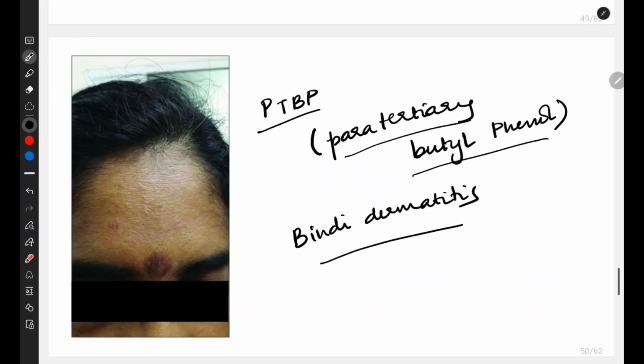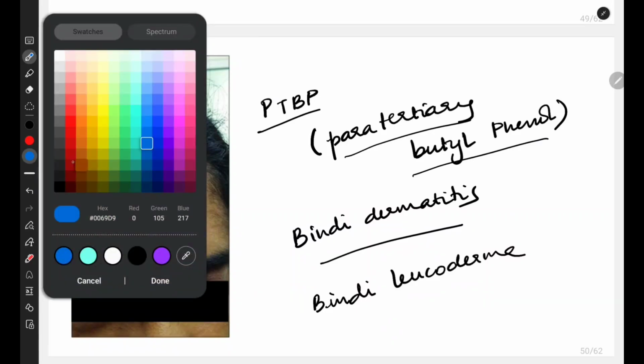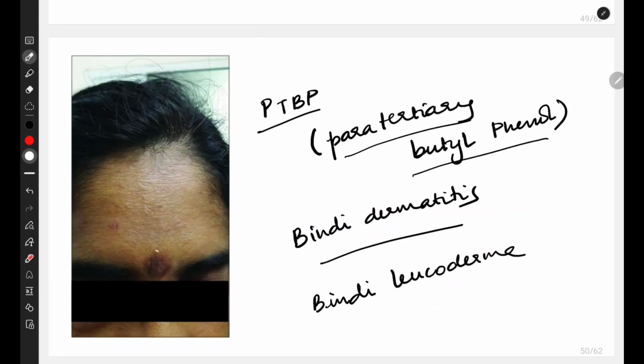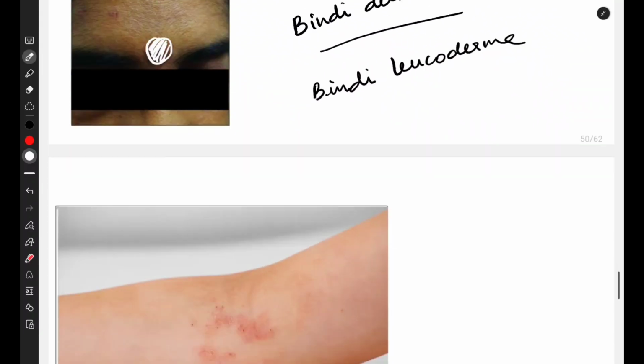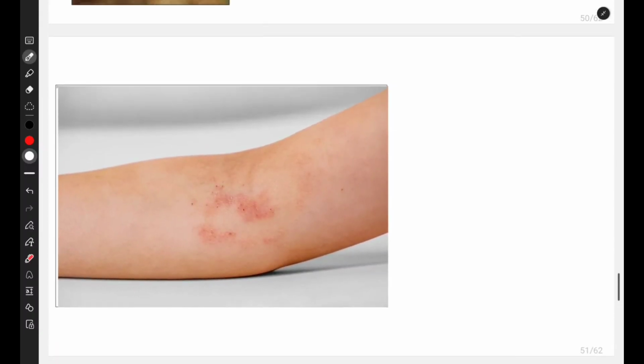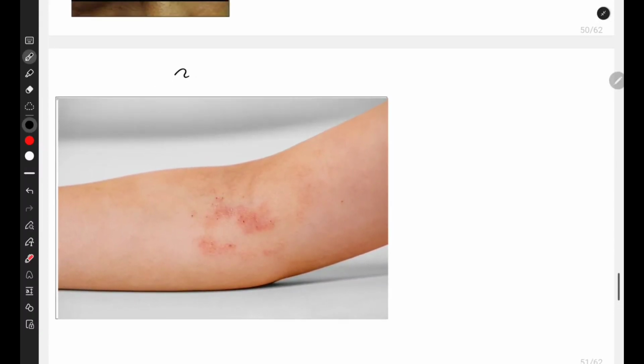In the same way, this PTBP can cause bindi leukoderma. The same area will appear white. For example, if this area appears comparatively whiter, it's called bindi leukoderma. And the same thing here, where this area appears whiter than other areas, is called slipper leukoderma. Then coming to atopic dermatitis.